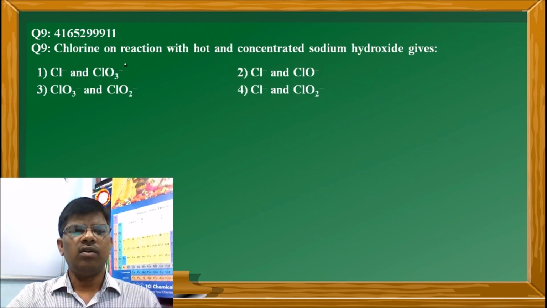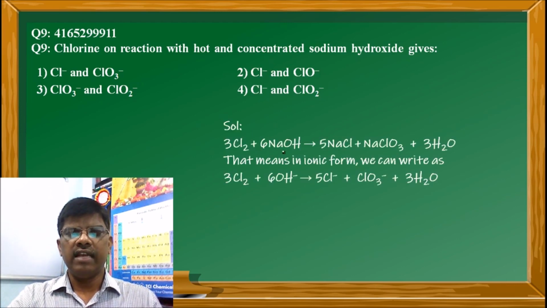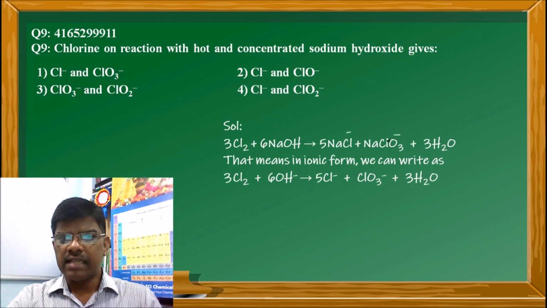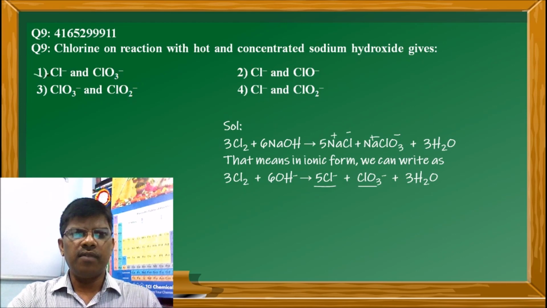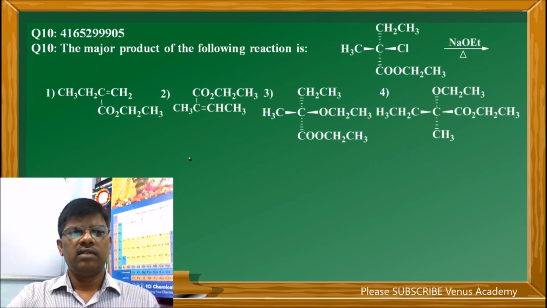Next, question number 9. Chlorine on reaction with hot and concentrated sodium hydroxide gives what? What is the reaction? Chlorine plus concentrated sodium hydroxide gives 5 sodium chloride plus NaClO3 plus 3H2O. In ionic form, when we write this, it is 5 Cl minus and ClO3 minus. Sodium will be in the plus form and chlorine in the minus form. That means the option is 5 Cl minus and ClO3 minus. Option number 1, which shows Cl minus and ClO3 minus, is the correct option. Next, question number 10.